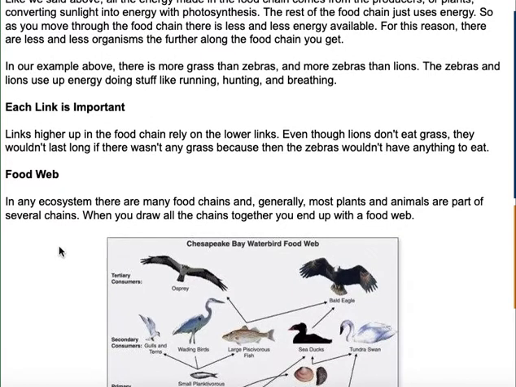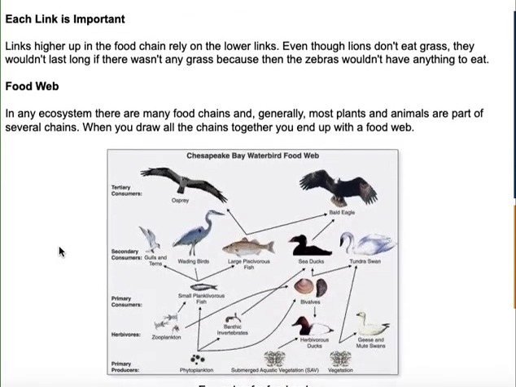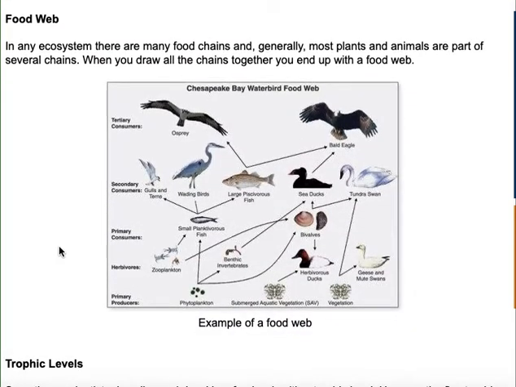Food web. In an ecosystem, there are many food chains, and generally most plants and animals are part of several chains. When you draw all the chains together, you end up with a food web. This is a Chesapeake Bay waterbird food web. So there are birds at the top and fish that eat fish and bivalves, which are clams and mussels, or the fish eat smaller fish.